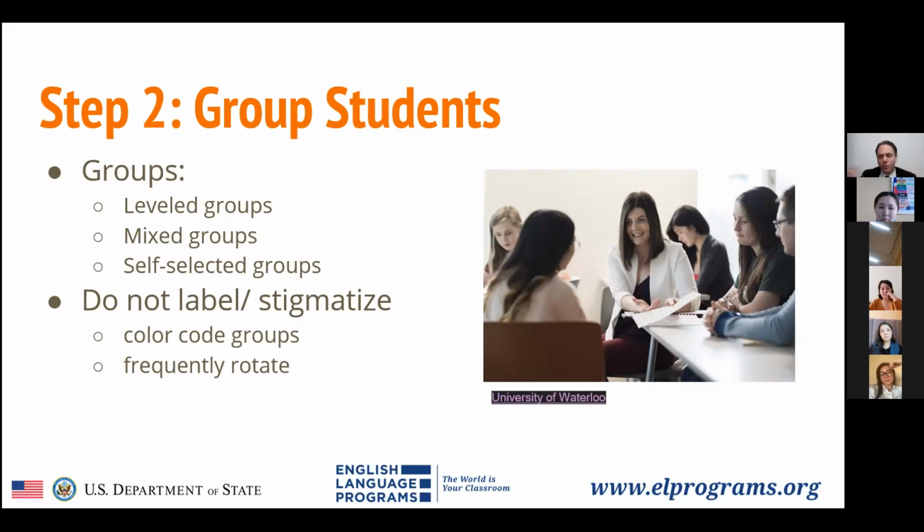And switch up the groups frequently. It's just a good idea to do that because you don't want to get them too set in a cohort. You want to get them socializing a little more, practicing, learning from each other, and so on.